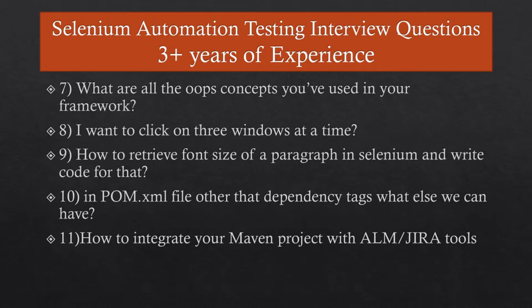Okay, and the next question is what are all the concepts you have used in your framework? Here we have to answer this question in a generic way, because if we are using implicit wait, or any other click operation or send keys, for all these methods by default we are using all these OOPs concepts, like abstraction, encapsulation, inheritance. But here we have to answer in a generic way, like these are all the concepts implemented by my own self.